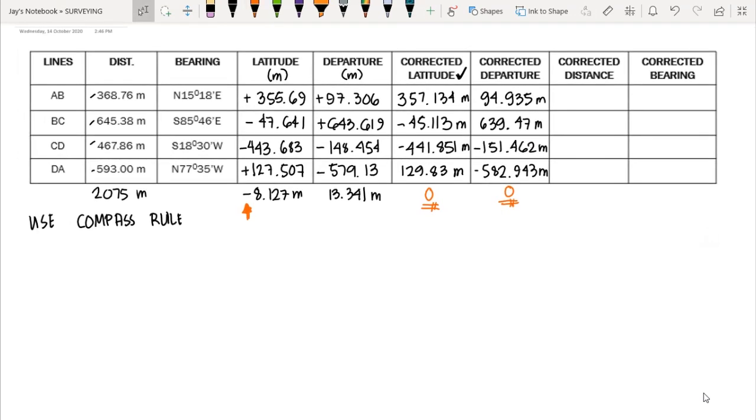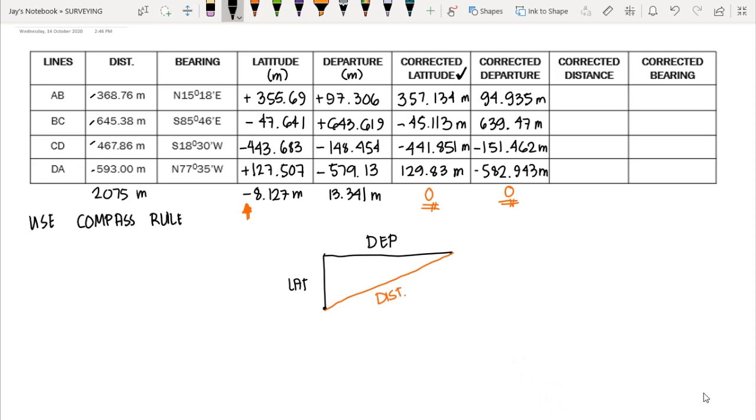So we can now compute for the corrected distance by just using Pythagorean theorem. If we have a value of latitude, which we know is the vertical, and we have the value of departure, which we know is the horizontal. This one is the departure. So our distance is this line here, the connection between latitude and departure. So this is the distance. So how are you going to compute for the distance?